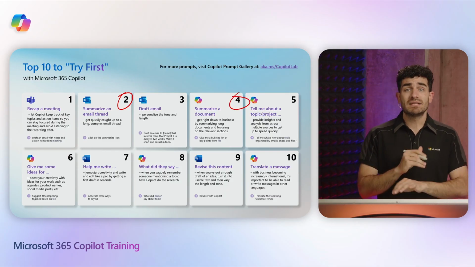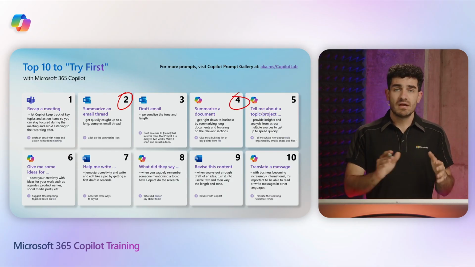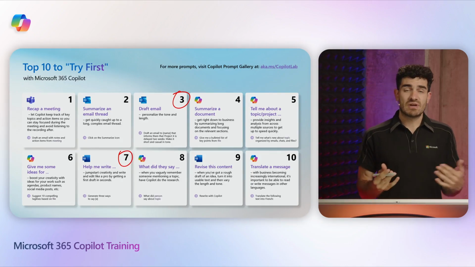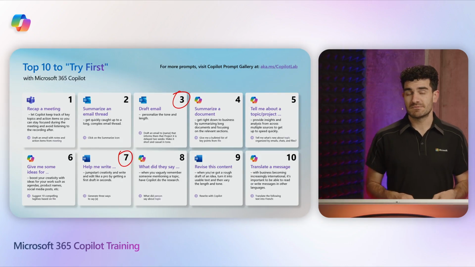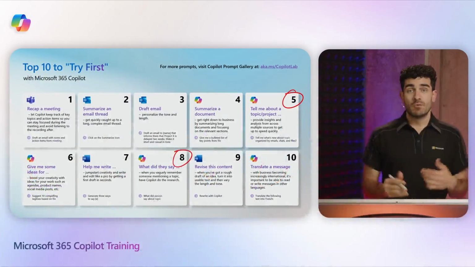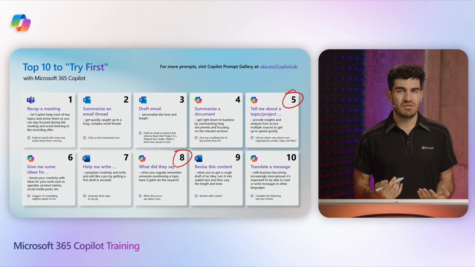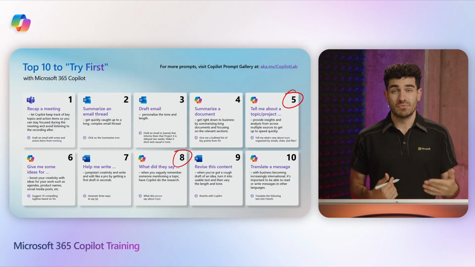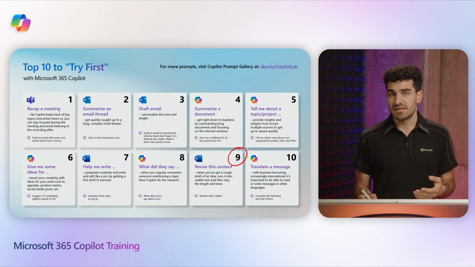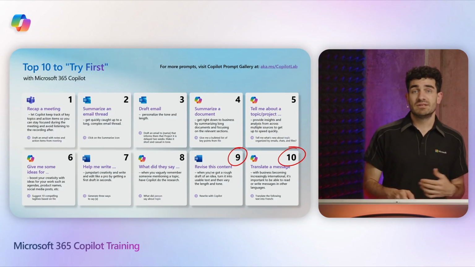Summarizing information. Copilot excels at summarizing email threads, documents, and PowerPoints. You can also use it to draft content. Copilot can assist you in drafting emails and writing Word documents. It's also really great for learning about new topics. Copilot can search company data to provide information on projects and explain it in a natural way. This is particularly useful for new employees who are getting acquainted with the organization. You can ask Copilot to revise existing content or even translate it into any language.